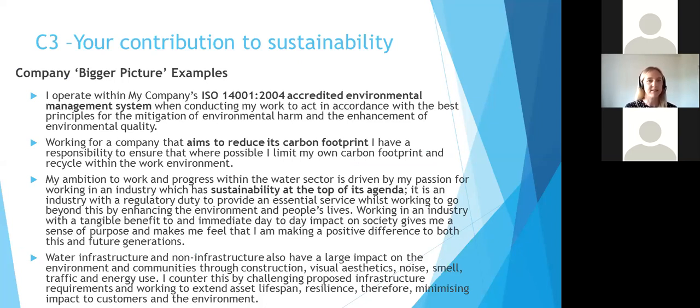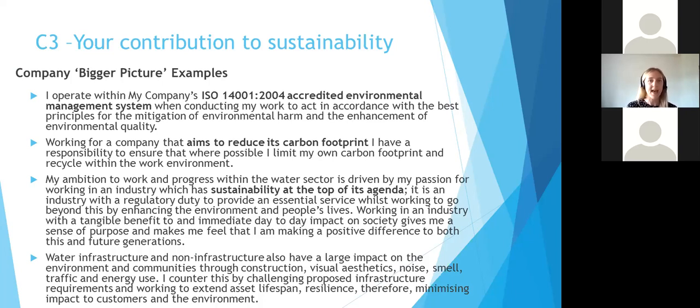So the first one here is, I operate within my company's ISO 14001 accredited environmental management system when conducting my work, to act in accordance with the best principles of the mitigation of environmental harm and the enhancement of environmental quality. So that's quite a nice, in a nutshell, the company has certification in place and I work within that.